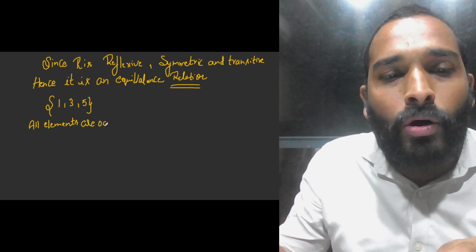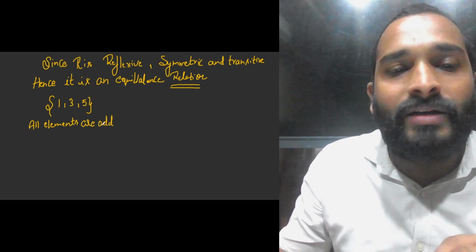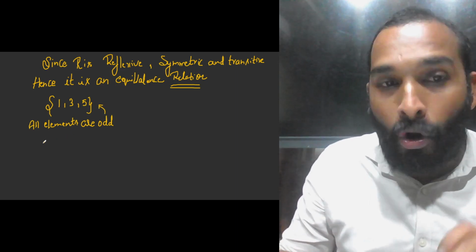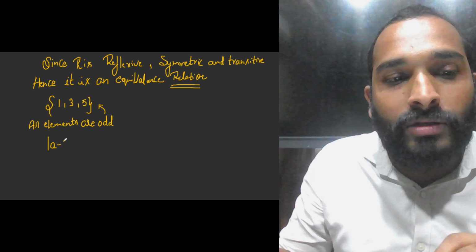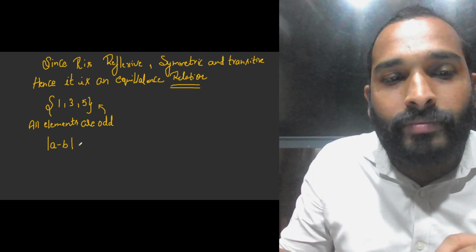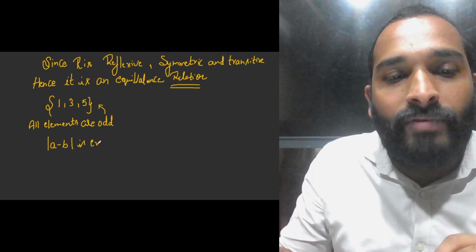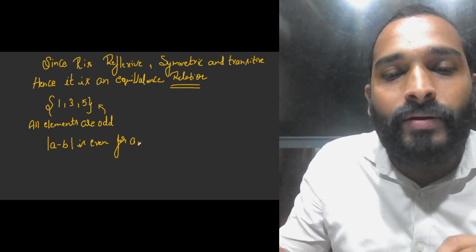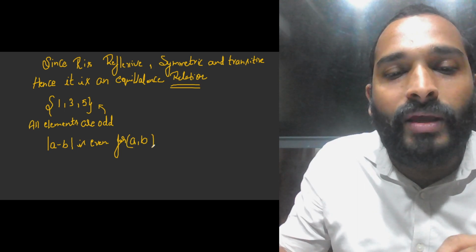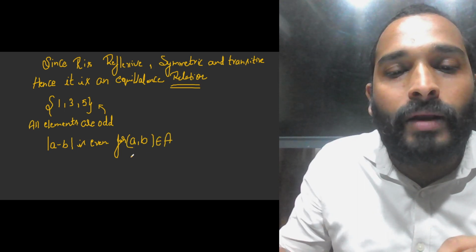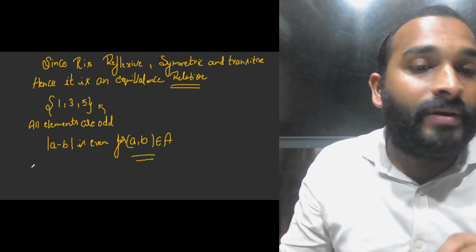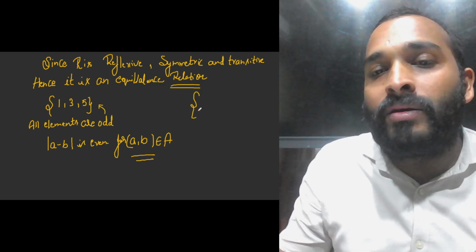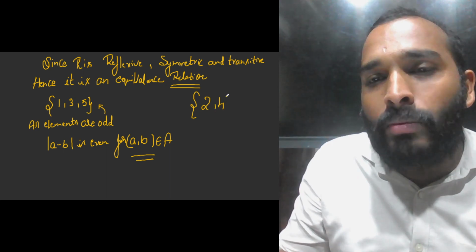Are odd in the given set. Yes, in this set all numbers are odd. Hence, modulus of A minus B is even for every A comma B from this set, for every A comma B which belongs to set A, right? Hence, what you can write? It is an equivalence relation, right, children? No doubt about that. Similarly, one more set what is given is 2, 4.